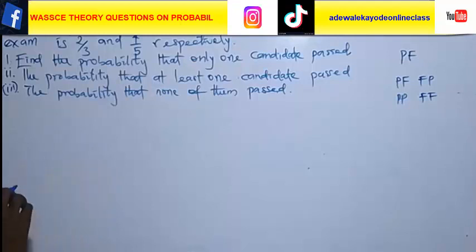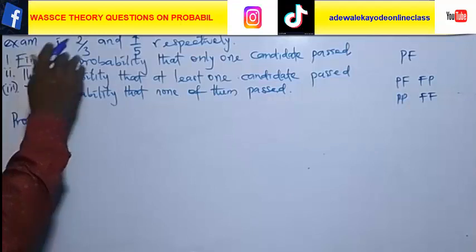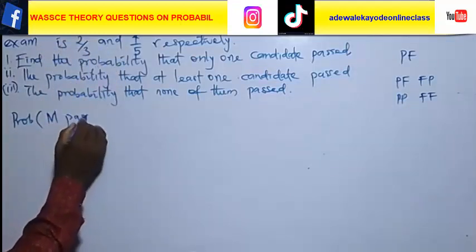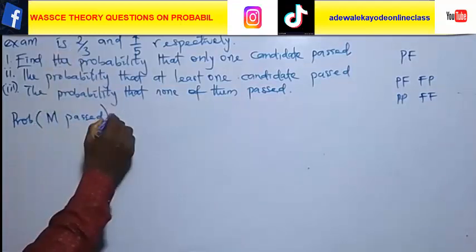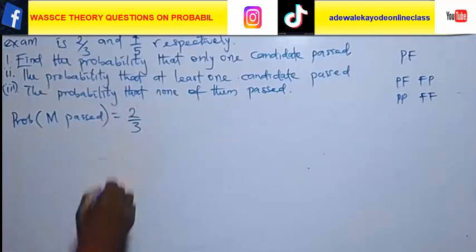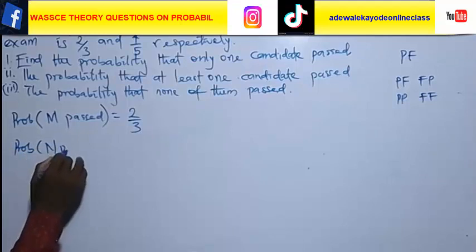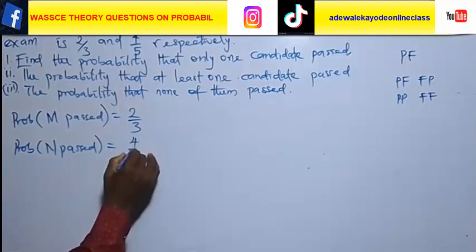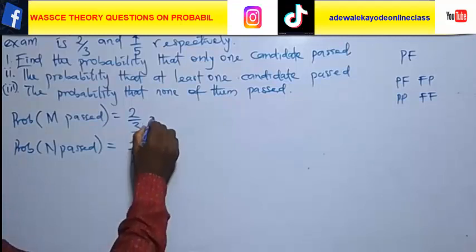The very first thing you need to do is use the information given to you. So the first thing is the probability that M passes. It has been given as 2 out of 3. Then the probability that candidate N passes has also been given as 4 out of 5.